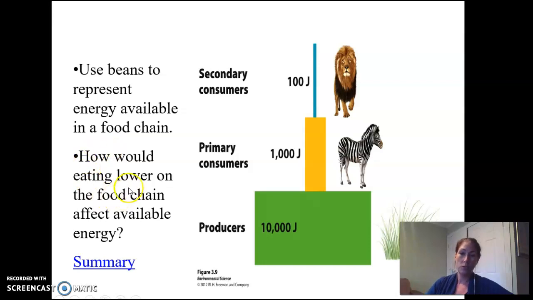So one thing that's always thrown out to pull us back to our human population problem is that eating lower on the food chain would make our energy more available, and we would have more food available because we are way up here. So very, very tiny up here at the top of our food chain. And so eating lower on the food chain will encourage less energy loss and have more raw food and energy available for us.